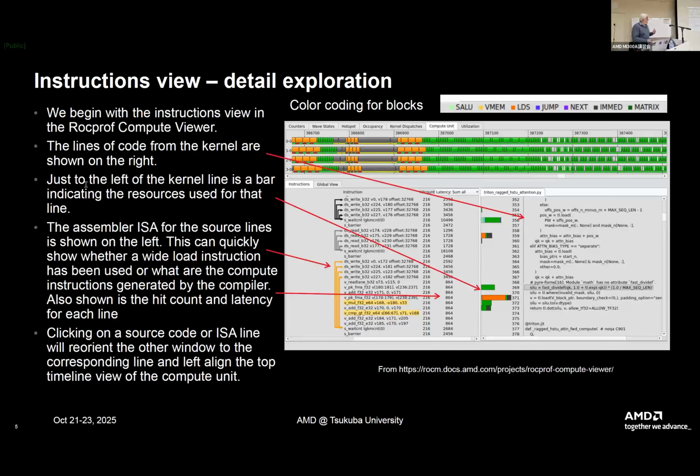So let's dive into this a little bit deeper. Look at this instructions view in the Rocprof Compute Viewer. Lines of code are on the right and the assembler is on the left. We've seen some of this with Godbolt and other tools, but it's very convenient to see it all in one place. We're getting here the hit count and latency. So this might help you with the latency question that we had earlier about the memory access on the MI300A.